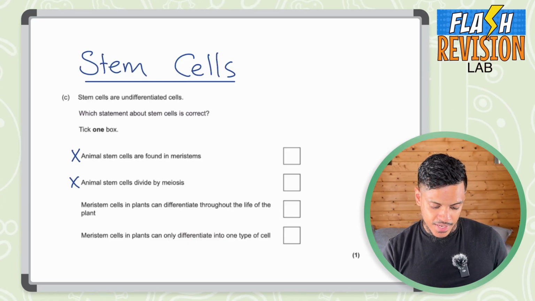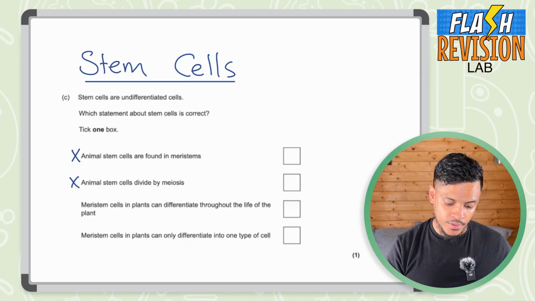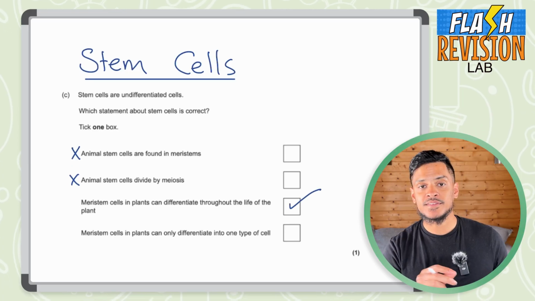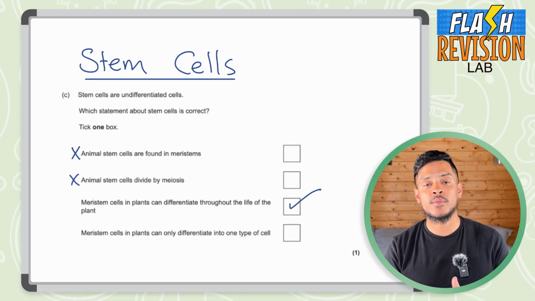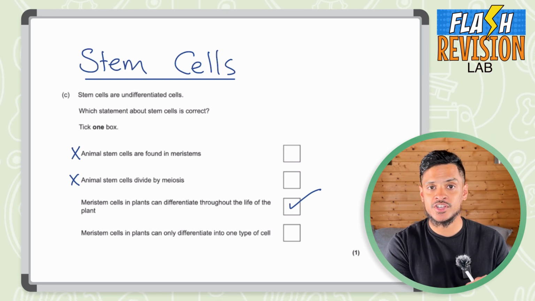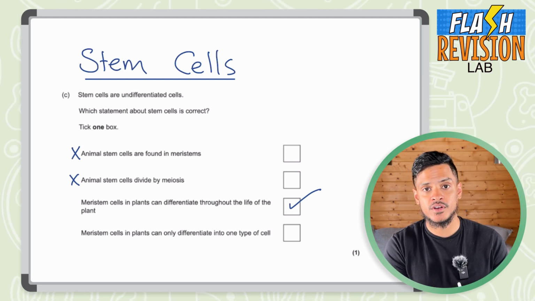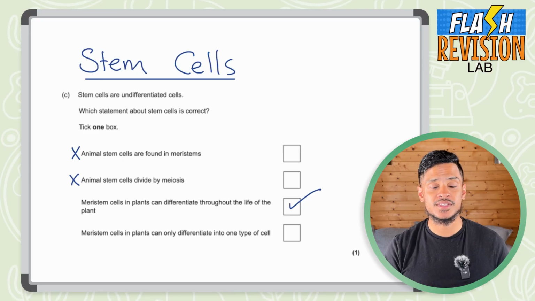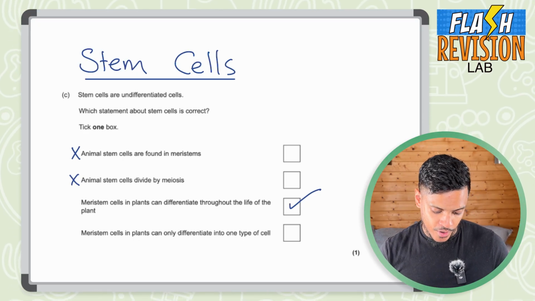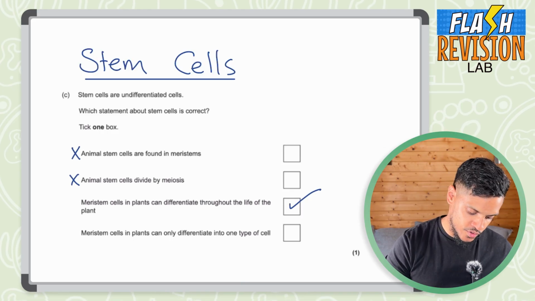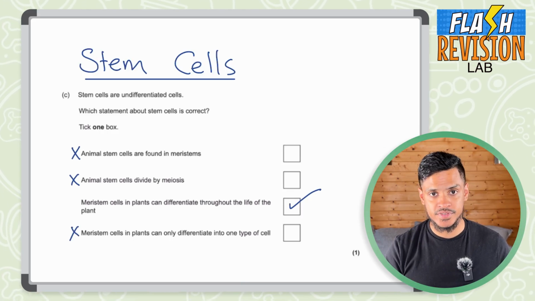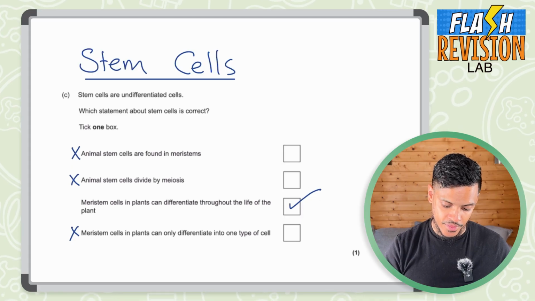Meristem cells in plants can differentiate throughout the life of the plant. That is the correct one. They can differentiate at any point in their life. It's a bit different to human stem cells because they can only differentiate at a very early stage of the human life. But for plants, they can differentiate at any stage. Meristem cells in plants can only differentiate into one type of cell. No, they can't. Plant stem cells can differentiate into any type of cells. So the answer here is the third one.